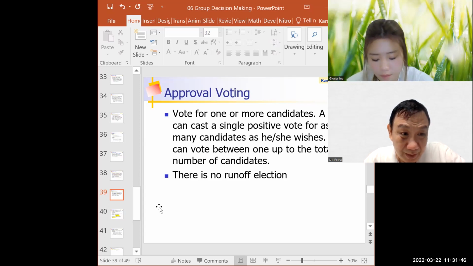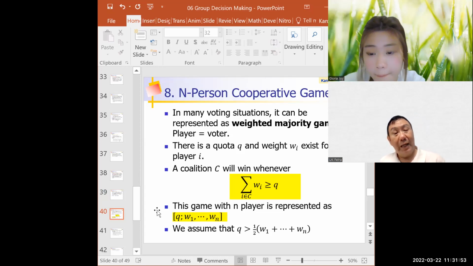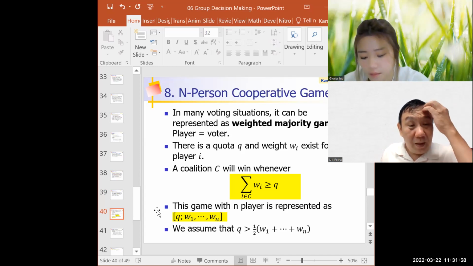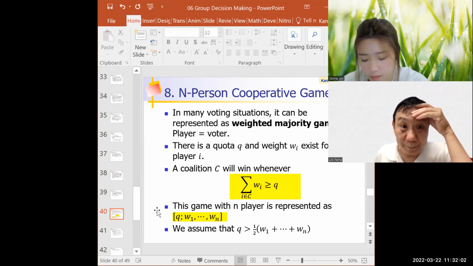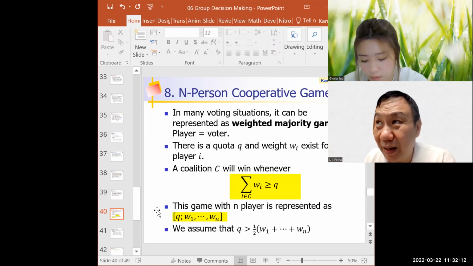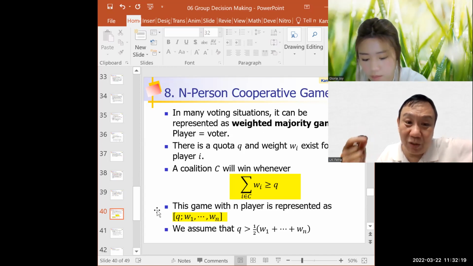Okay, so the last part here is the most important. This is like the introduction to game theory. So today we'll discuss game theory after lunch. This is called n-person cooperative games. So similar to a voting situation, but at this point, instead of calling them voters, we call them players. So this is a game based on weighted majority games.